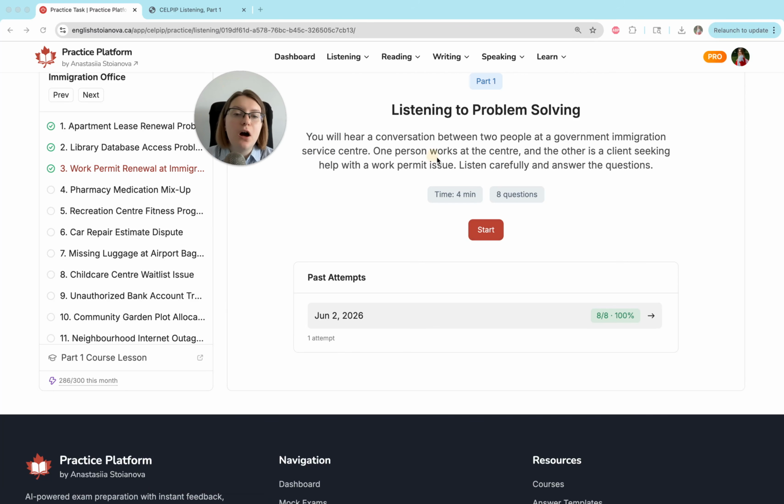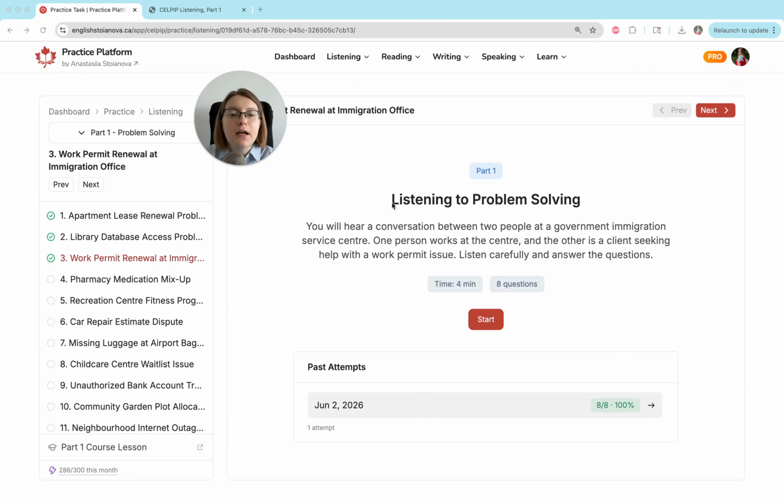And what helps a lot is that on the test, you also have a little bit of context. For example, here, we see that you hear a conversation between two people at a government service center. So never skip the instructions. Just the same way it's going to be on a real test, on a real CELPIP exam. They introduce a little bit of context. So one person works at the center, the other one is client seeking help with a work permit.